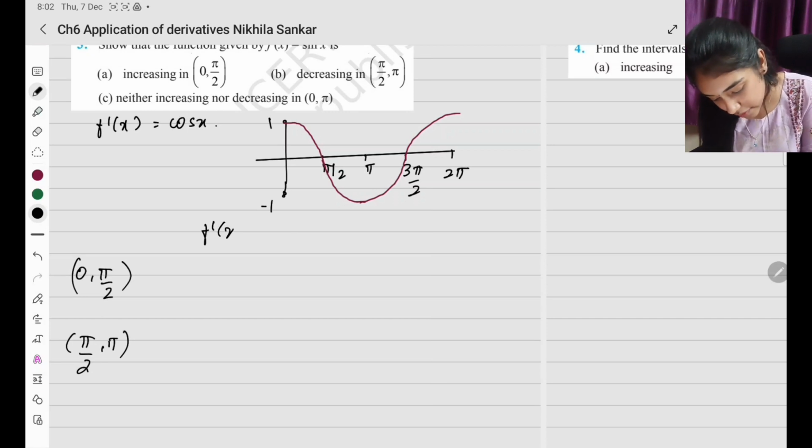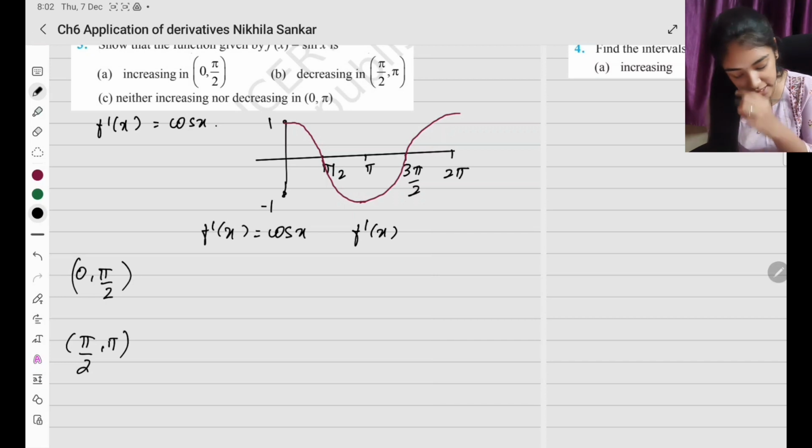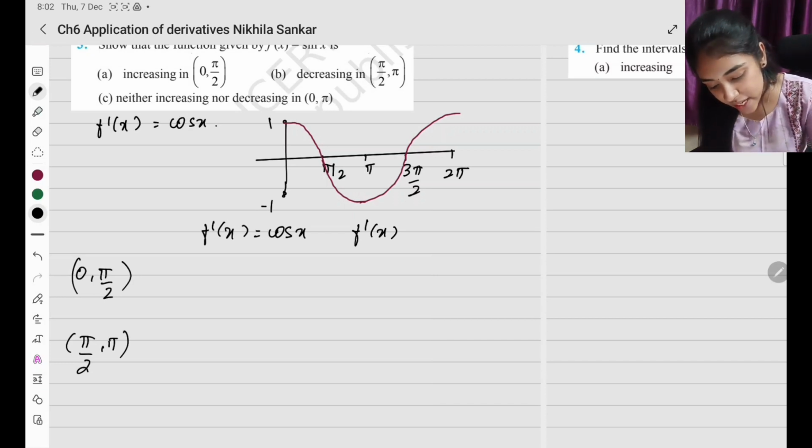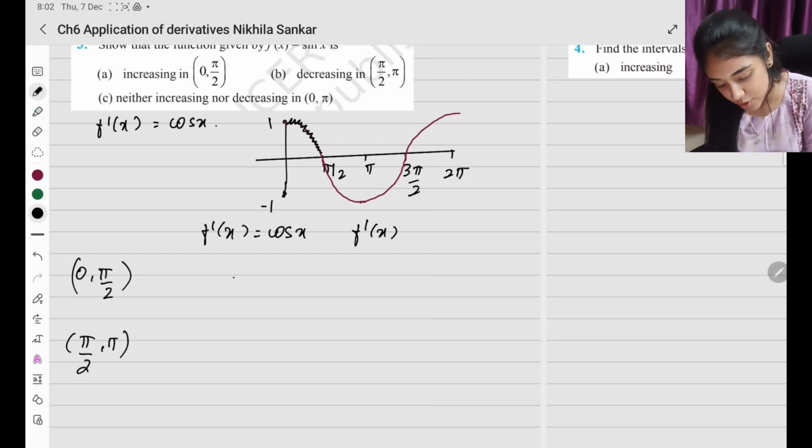So I have my f dash of x to be cos x. I'm going to check whether it's increasing or decreasing. So 0 to pi by 2, I see that the cos values are all positive. Correct? Mala first upper half la irukku, so it is going to be positive. So it is greater than 0, increasing.